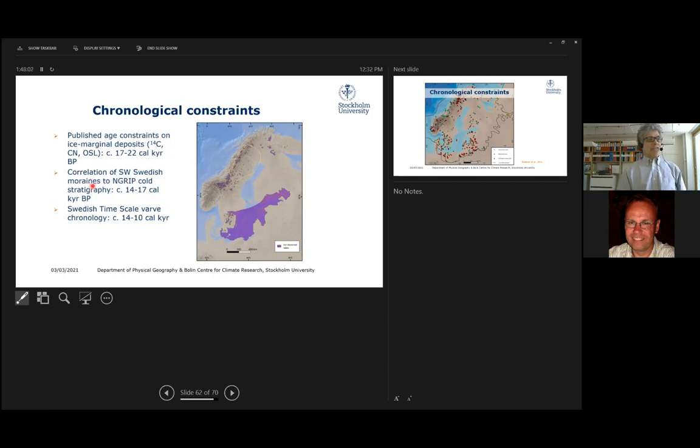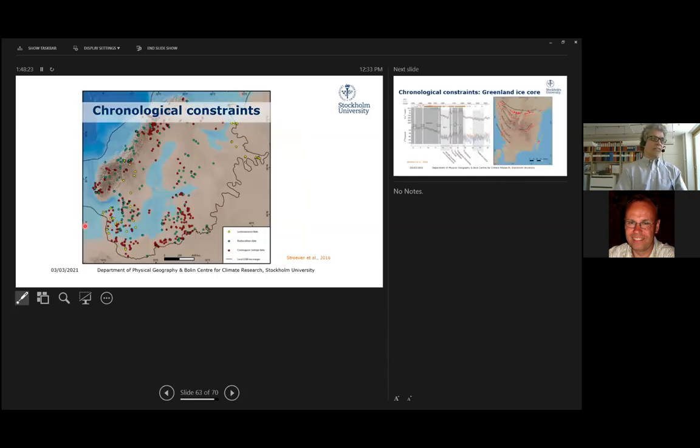We also use correlations with the ice core stratigraphy, and I'll show you a slide on that in a second. And then we have something that is called the Swedish timescale VARF chronology, and Stefan will talk more about that as we go into the next lecture. But these are the chronological constraints that we used in this particular study to go from that retreat line to also telling time.